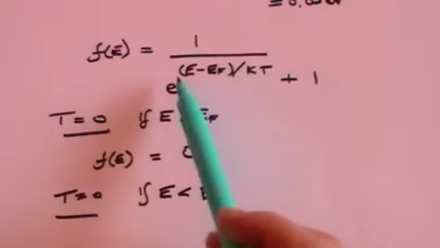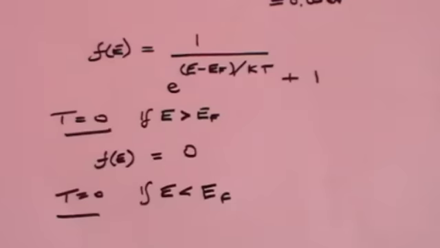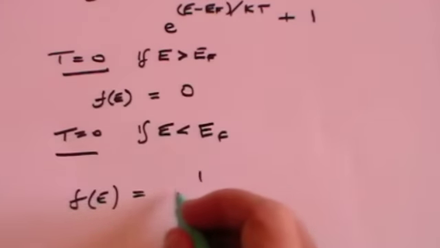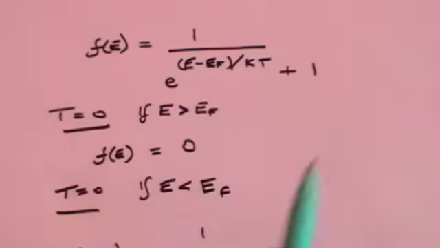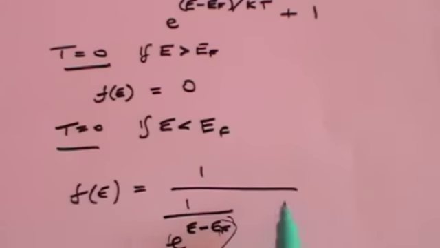You will still get an infinity term here, but essentially what you're looking at is f(E) equals 1 over, this term is an e to the minus term, so it's essentially another 1 over e to the (E minus E_F). Now this term will become infinite because it's divided by kT, T is zero, so this becomes infinity.